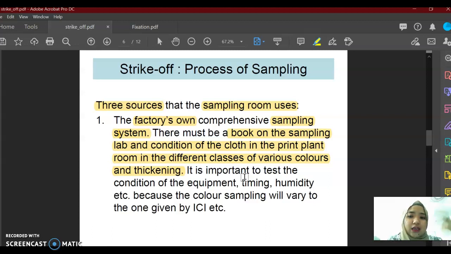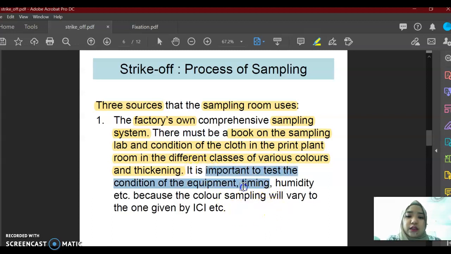jenis fabric, jenis colour and thickening. Dia dah ada resipi-resipi tu diorang simpan. Okay, diorang selalunya akan buat, kalau diorang buat satu print plan, diorang akan simpan as record. So next time if it is someone nak buat lebih kurang macam tu, they don't have to start over.